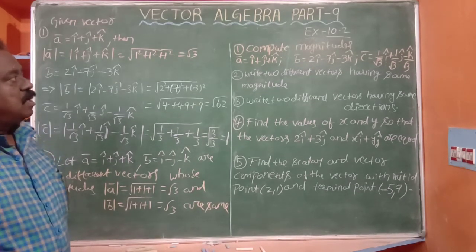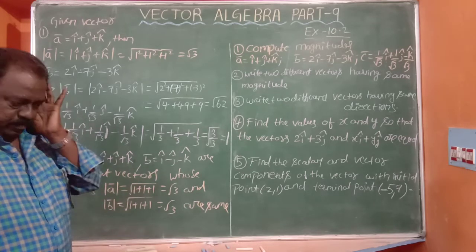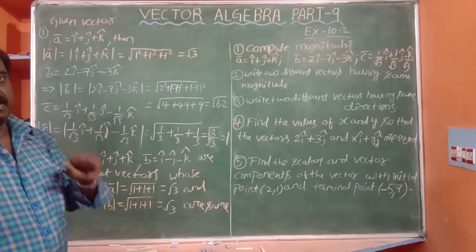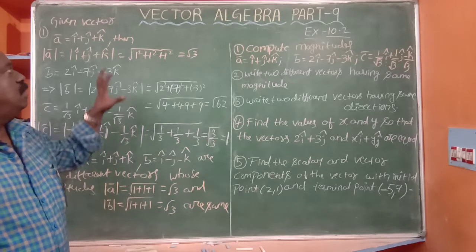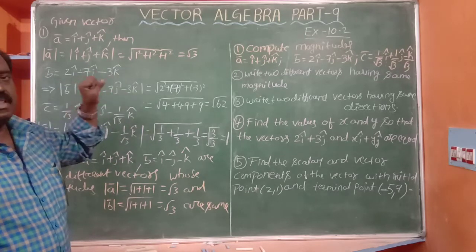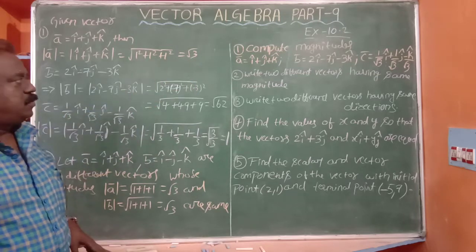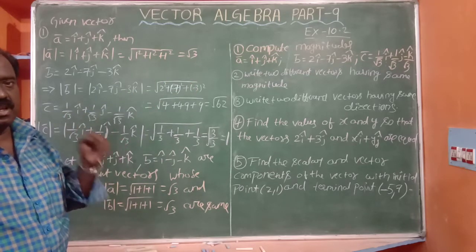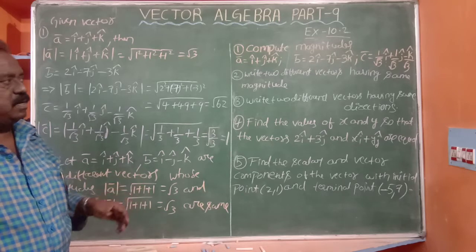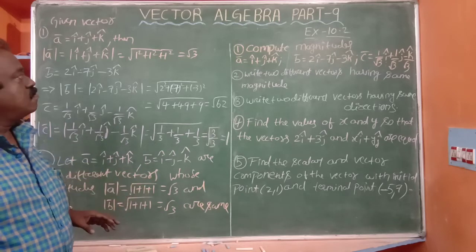Okay. Now it is completed. The first unit of vectors, everything, properties, everything is over. Now we are going to start exercise 10.2, using all the previous definitions, properties, formulas.